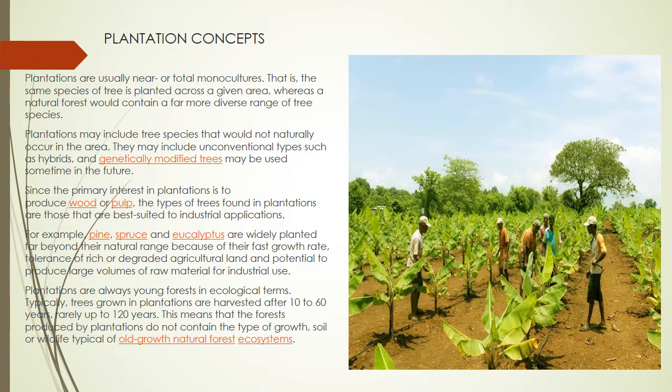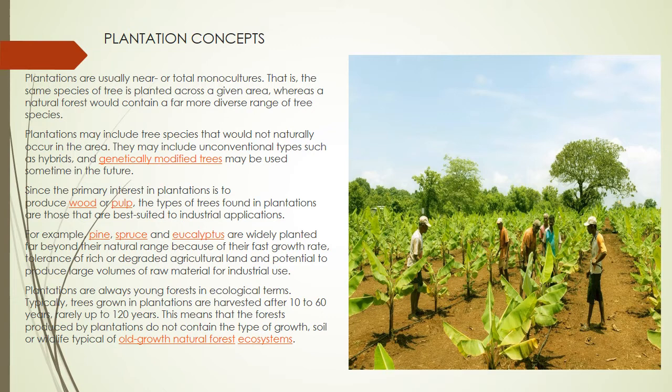Trees like pine and spruce are widely planted far beyond their natural range because of their fast growth rate, tolerance of rich or degraded agricultural land, and potential to produce a large volume of raw materials for industrial use. So the pine trees and the spruce trees grow at a faster rate. They require less time to grow. They have the tolerance to do well in degraded agricultural land also, and they have the potential to produce a large amount of raw material for industrial use. Hence, this type of tree is generally preferred.